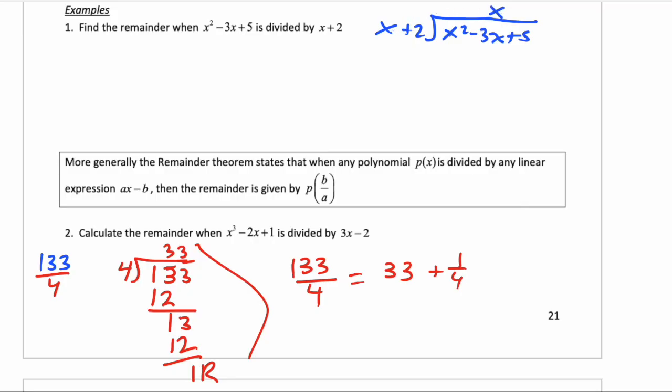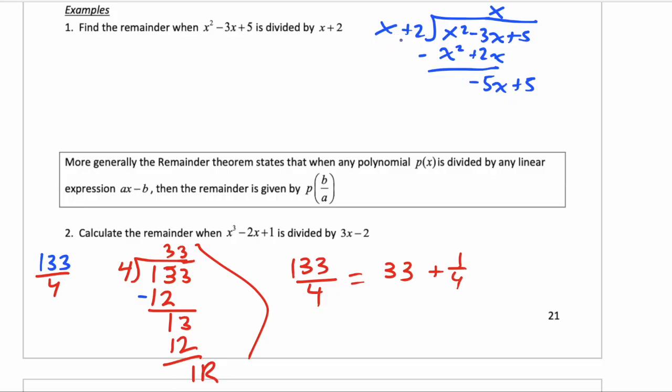X times x gives me x squared. I want these to match. X times x gives me x squared, and x times 2 gives you 2x. So just like this here, you're going to subtract. So we're going to subtract these. Be very careful with the subtraction. We're subtracting, that cancels. This is going to give you negative 5x. Bring down the 5, and we get a plus 5.